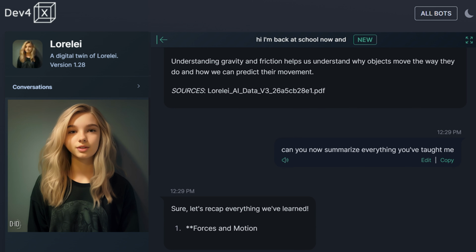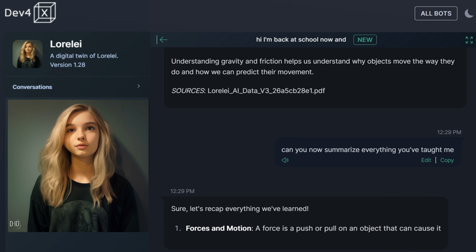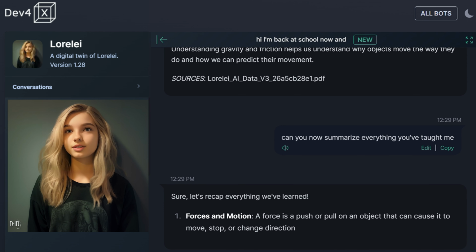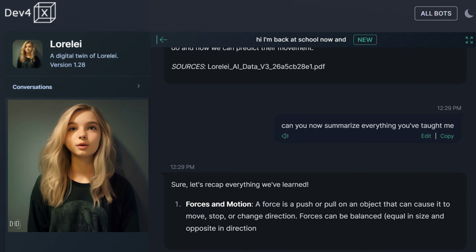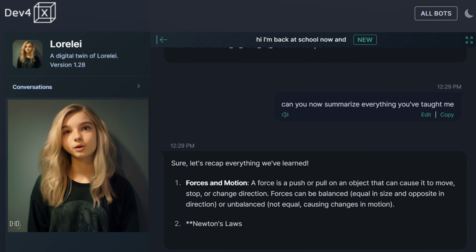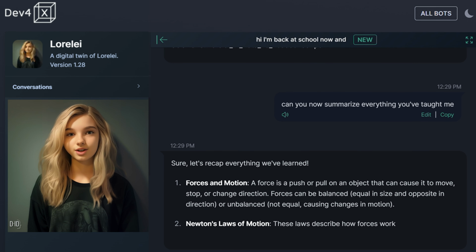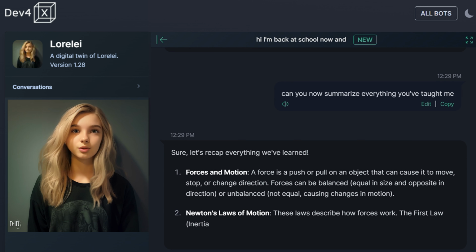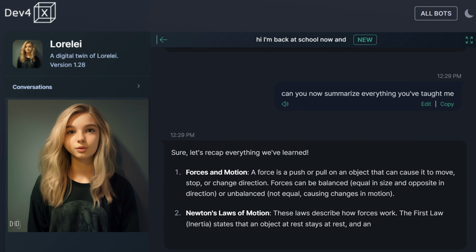Let's recap everything we've learned. 1. Forces and motion. A force is a push or pull on an object that can cause it to move, stop, or change direction. Forces can be balanced, equal in size and opposite in direction, or unbalanced, not equal, causing changes in motion. 2. Newton's laws of motion. These laws describe how forces work.